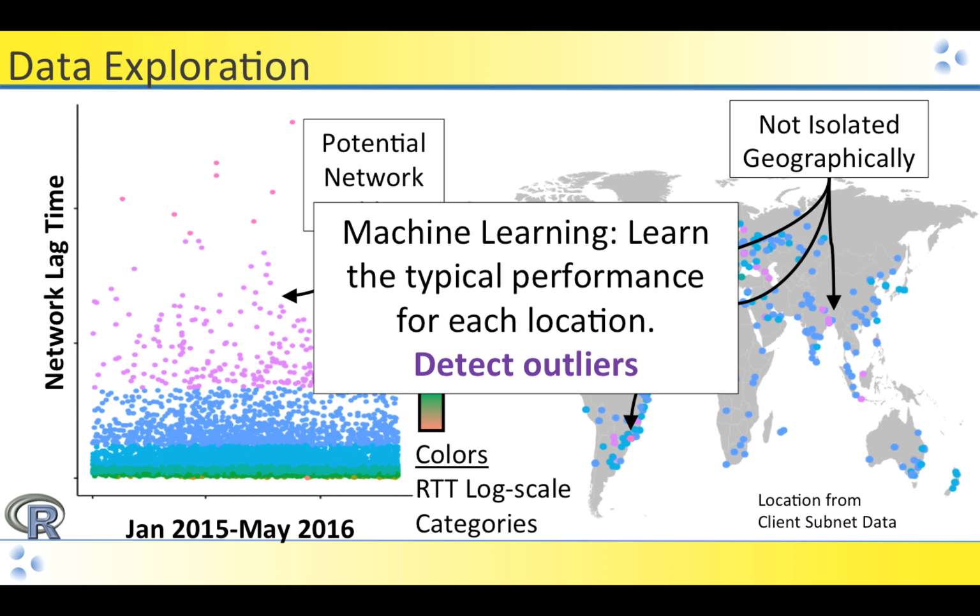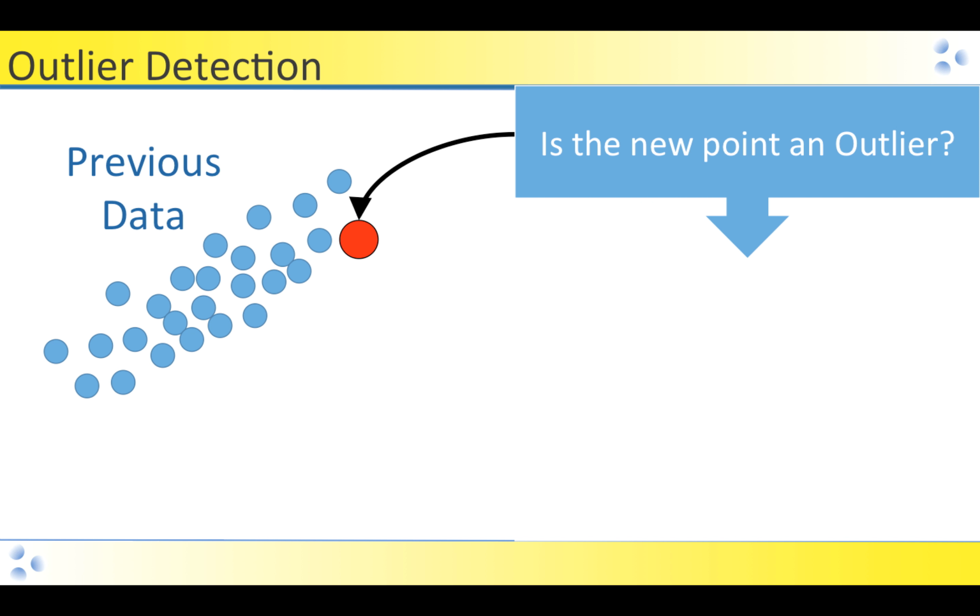And I'm going to use a simple machine learning algorithm to learn the typical performance for each location and then detect outliers. My outlier detection algorithm is asking the simple question: is a new point an outlier? I have some set of previous data, the historical data, and it's important that I have this data in order to train the model.